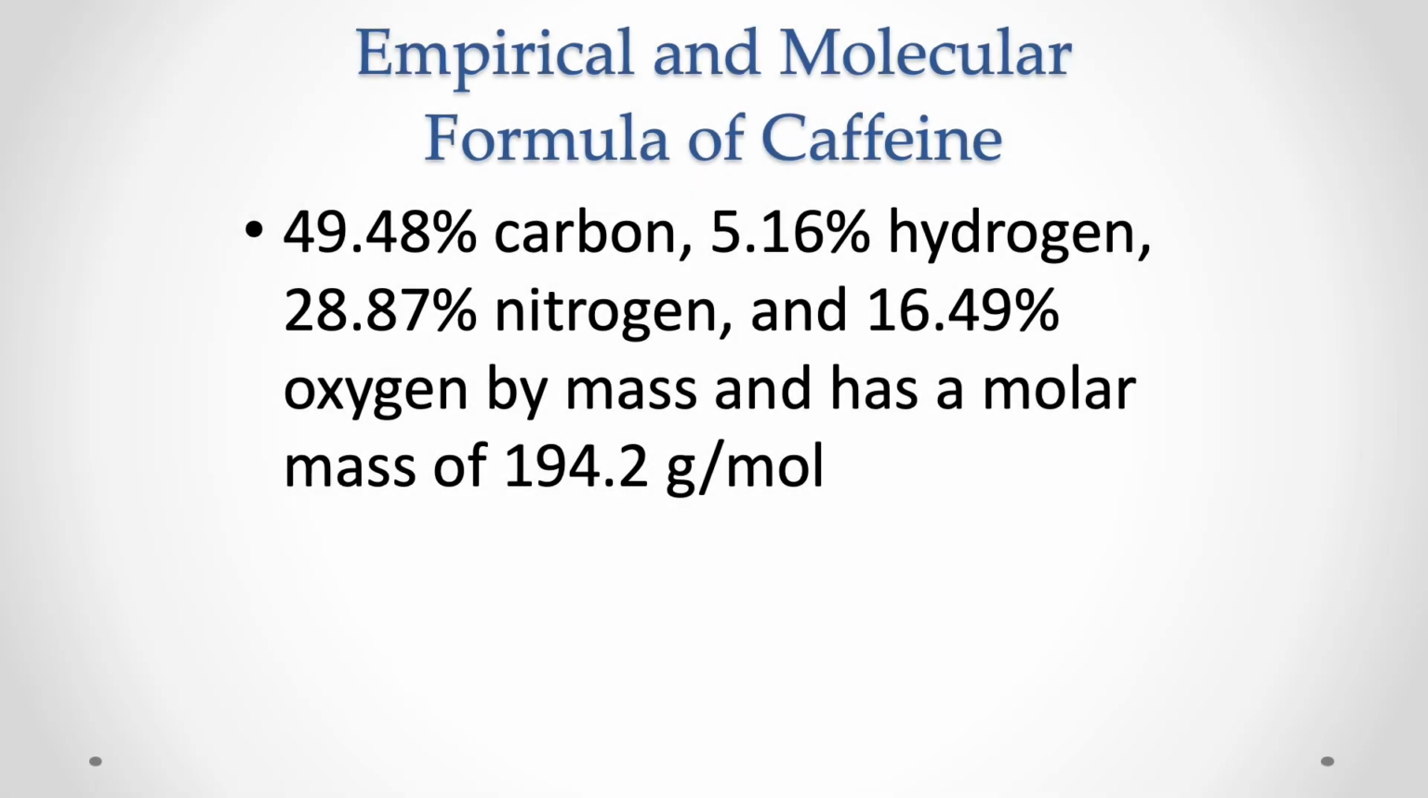Let's find the molecular formula for a molecule that has more than 2 elements. I'll refer you to my other videos on empirical and molecular formulas for more examples. Caffeine is a stimulant found in coffee, tea, and chocolate. It contains 49.48% carbon, 5.16% hydrogen, 28.87% nitrogen, and 16.49% oxygen, all by mass. And it has a molar mass of 194.2 grams per mole.